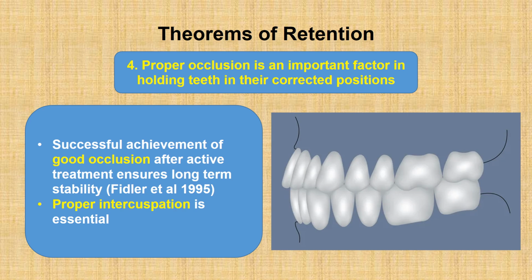Okay, now the fourth theorem is that proper occlusion is an important factor in holding teeth in their corrected positions. Okay, successful achievement of good occlusion after active treatment ensures long-term stability. Now, proper intercuspation of the teeth is essential for stability of the corrected occlusion.